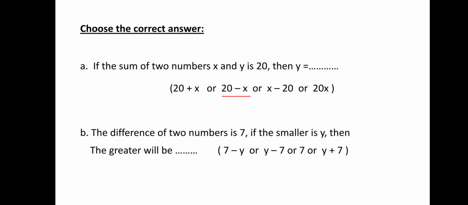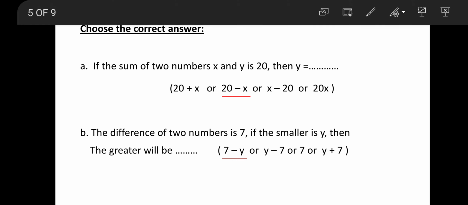Number B, the difference between two numbers is 7. If the smaller is Y, then the greater will be. In the subtraction, the greater one is always the first one. So if we have 2 numbers, Y and another one, this one is the greatest one. So we put it first, then with the last number we use plus. So this will be Y plus 7. We don't choose 7 minus Y, it's the wrong answer. We will choose Y plus 7.